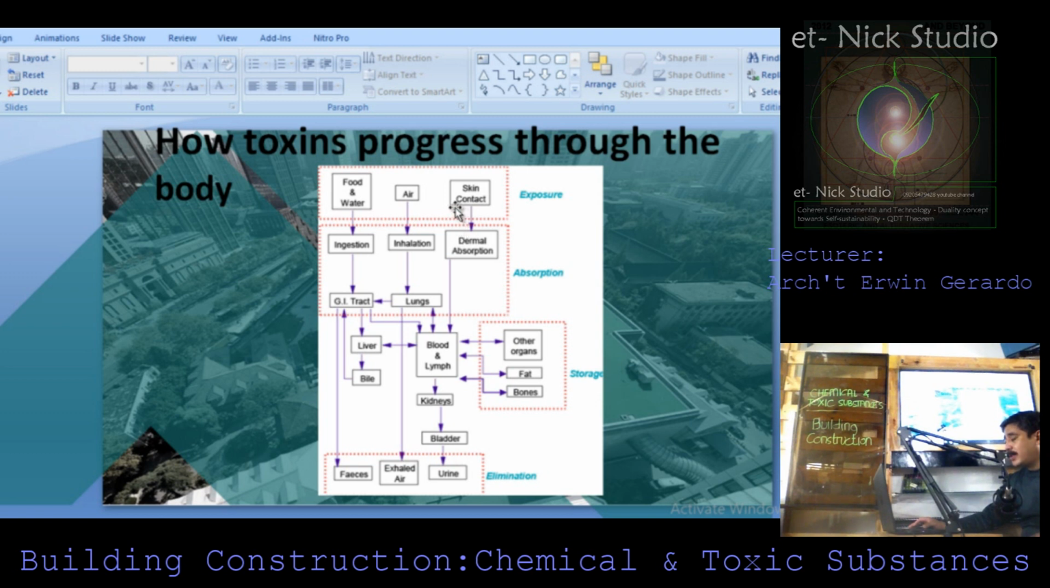Once these toxins are in close contact with our skin, it goes to dermal absorption, blood, and limbs. So it also affects other organs, fats, and it also affects our bones. So these are the exposures, how our body absorbs them, and they are also stored, and later on they are eliminated.